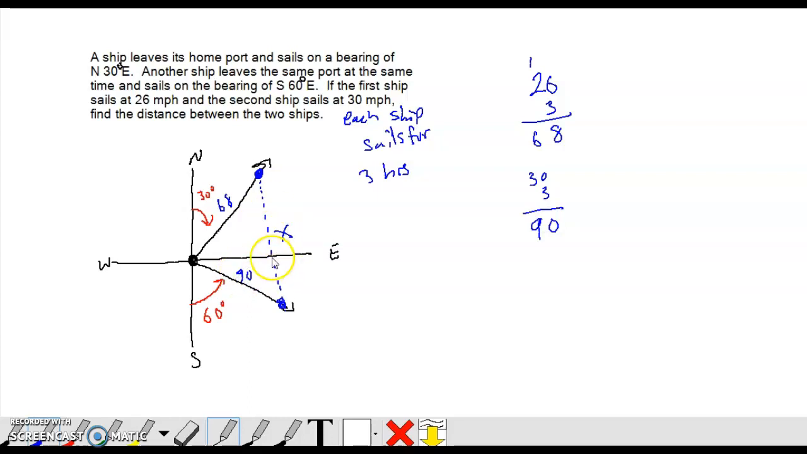What we want to do is make sure that this is a 90-degree triangle. If we think about this, the angles have to total 180, so 60 plus 30 gives you 90, which means that this has to be the 90 degrees. So this problem is just a Pythagorean theorem problem. We're just going to say 78 squared plus 90 squared is equal to x squared, and eventually I'm going to take the square root of whatever that gives me.